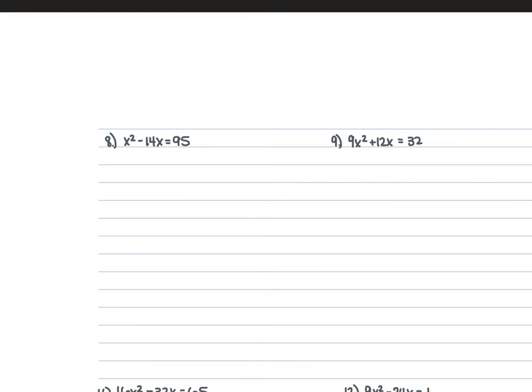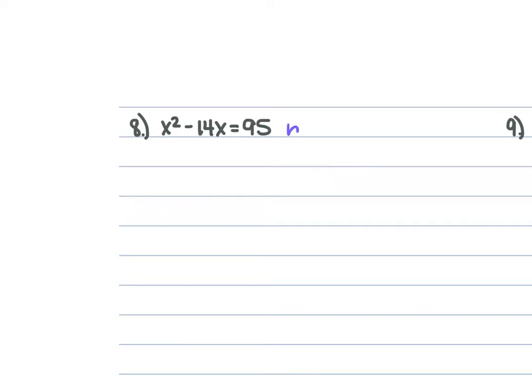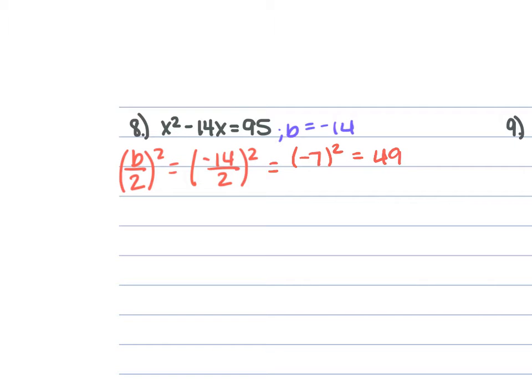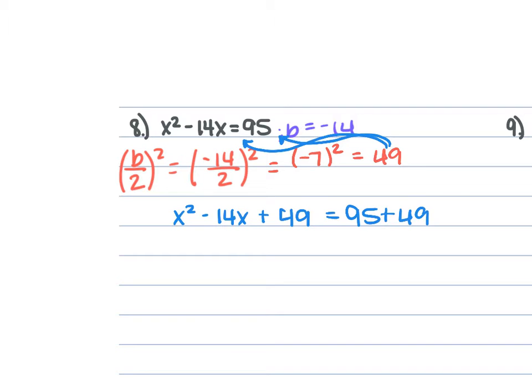For 8, we're given x squared minus 14x is equal to 95. So we are going to find b. In this case, b is negative 14. So we're going to do b over 2 squared. So that's going to be negative 14 over 2 squared, which is negative 7 squared, and that is 49. The 49 we're going to add to the 95 and the x squared minus 14x. So x squared minus 14x plus 49 is equal to 95 plus 49.